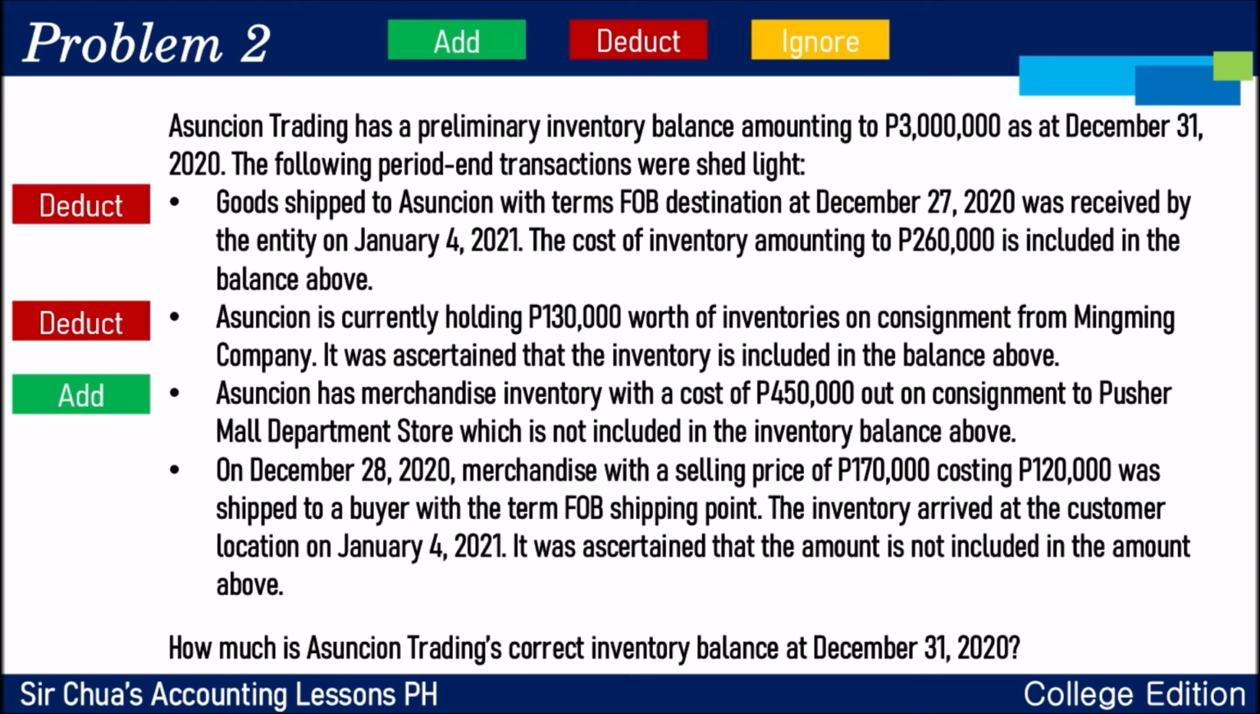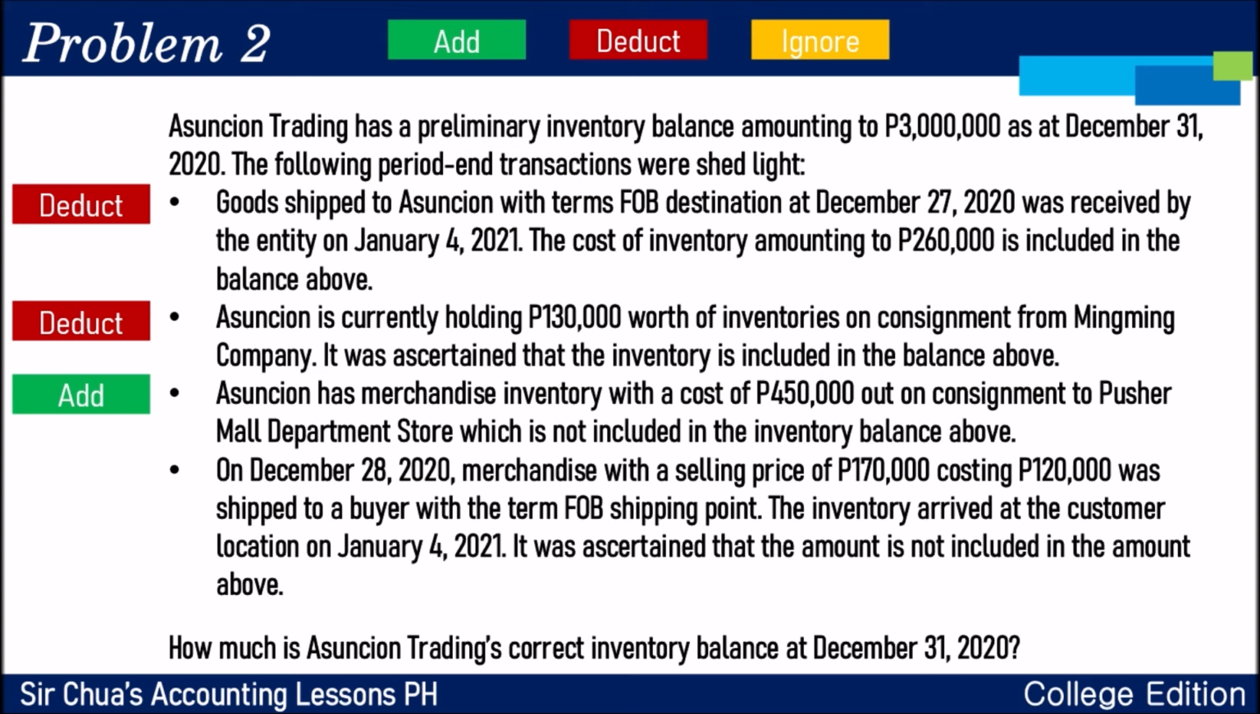Lastly, on December 28, merchandise with a selling price of 170,000 costing 120,000 was shipped to a buyer. So seller naman po tayo dito, nag-ship tayo sa buyer, FOB shipping point. O anong sabi natin? Pag FOB shipping point at nasa transit na kay buyer na yon, kailan nangyari? December 28. So automatically, hindi na po yan atin. Kasi bago magtapos ng December 31, napadala na po natin FOB shipping point. So the ownership is kay buyer na po.